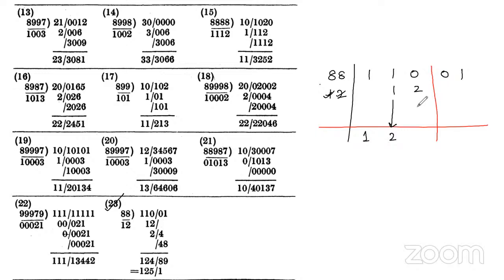Next we are dropping 2 here, the sum of this column. 2 into 1 is 2. 2 into 2 is 4. So that in this column we are getting 4. So 4 into 1 is 4, and 4 into 2 is 8. Sorry, I did wrong. Now here it will be 8 and the 9. So 89 is our remainder and 124 is our quotient.